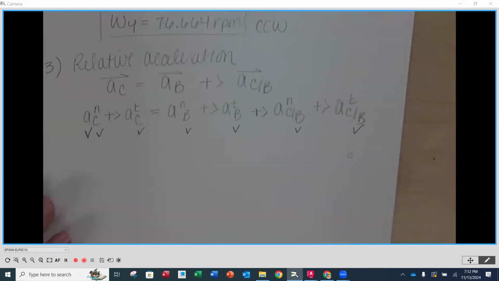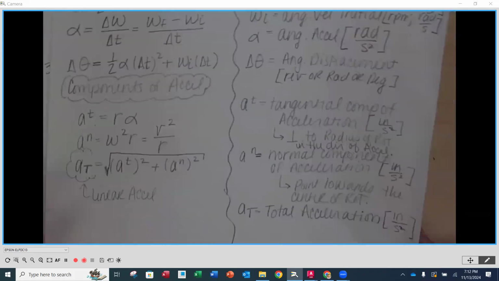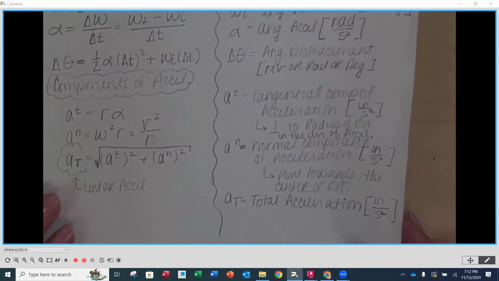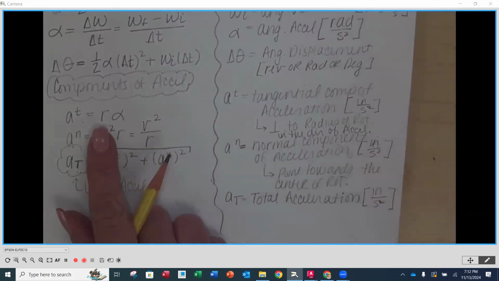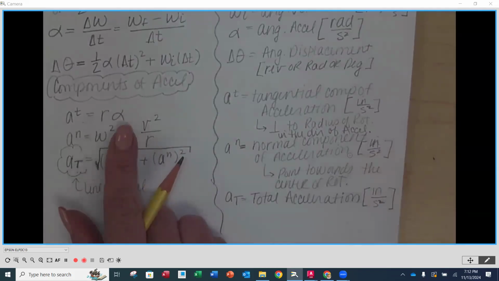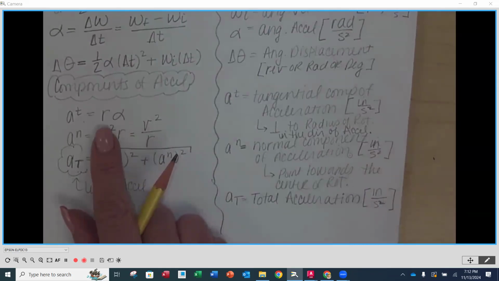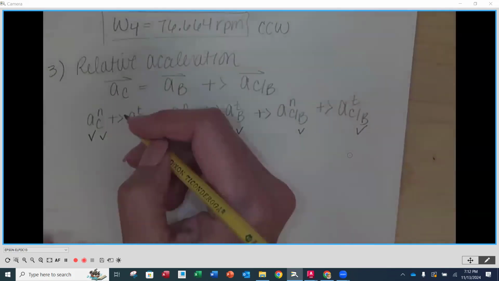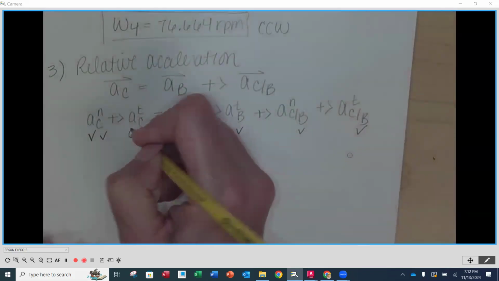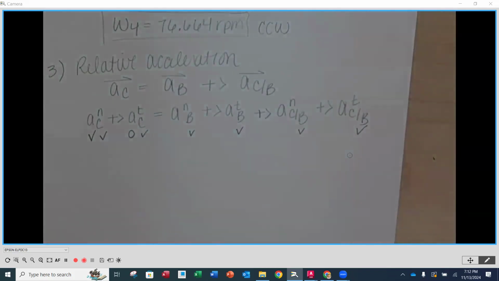Let's look at the tangential. Notice that it's the radius times the angular acceleration. We do know the radius, the distance from the center of rotation, point D, out to C, but we don't know the angular acceleration. So this one, we won't know its magnitude. We will know direction though.